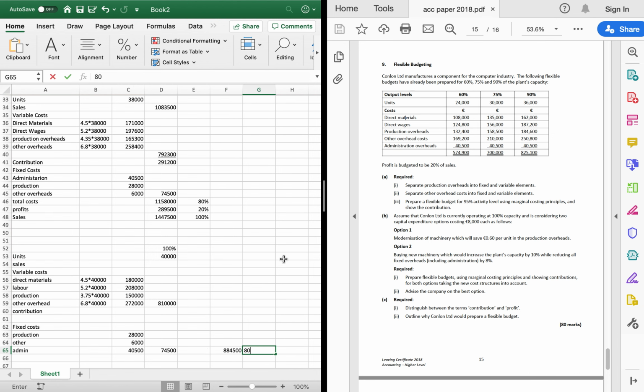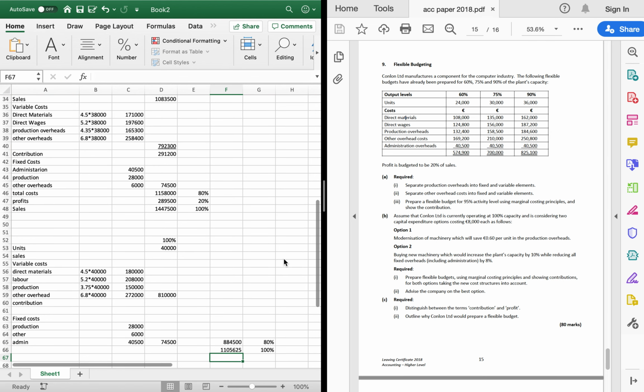So they equal, it's still the same process. They equal 80%. So I'm going to work out the sales. The sales will be 100%. So sales then is that divided by 80 multiplied by 100, which is 110,565. Take away your variable cost to get your contribution, and take away your fixed costs to get your profit. Okay, so that's the first option.